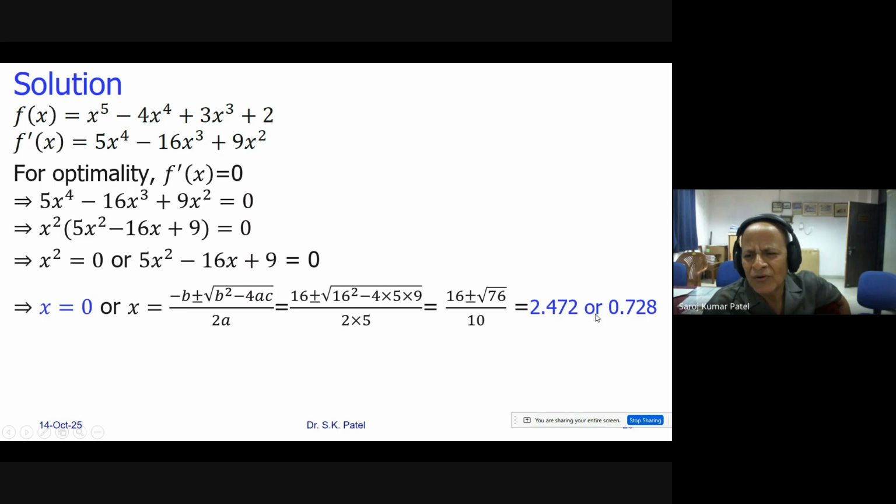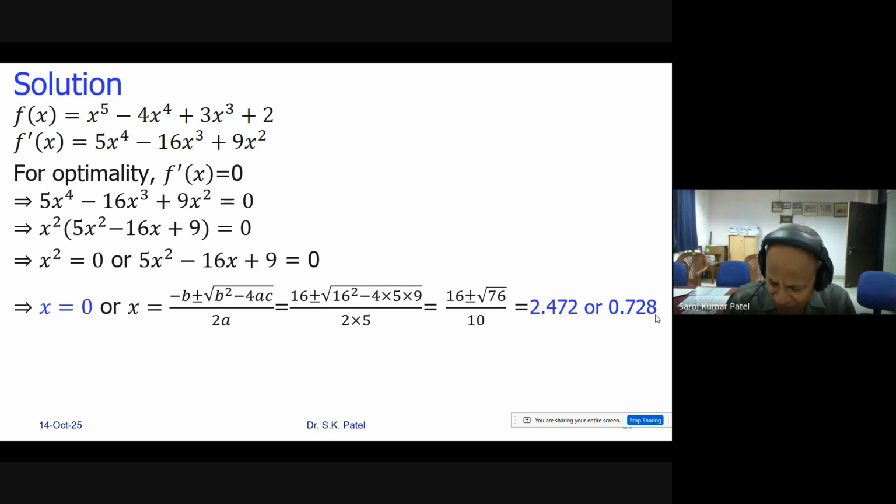2.472, or we'll get two values because it is a quadratic equation, or 0.728. When you take plus, you will get 2.472. When you take minus, you will get 0.728. So here we will have three roots of x, three values of x, that is 0, 2.472 and 0.728. At these three values of x, we will get the extreme values of objective function f of x, either maximum or minimum or point of inflection.